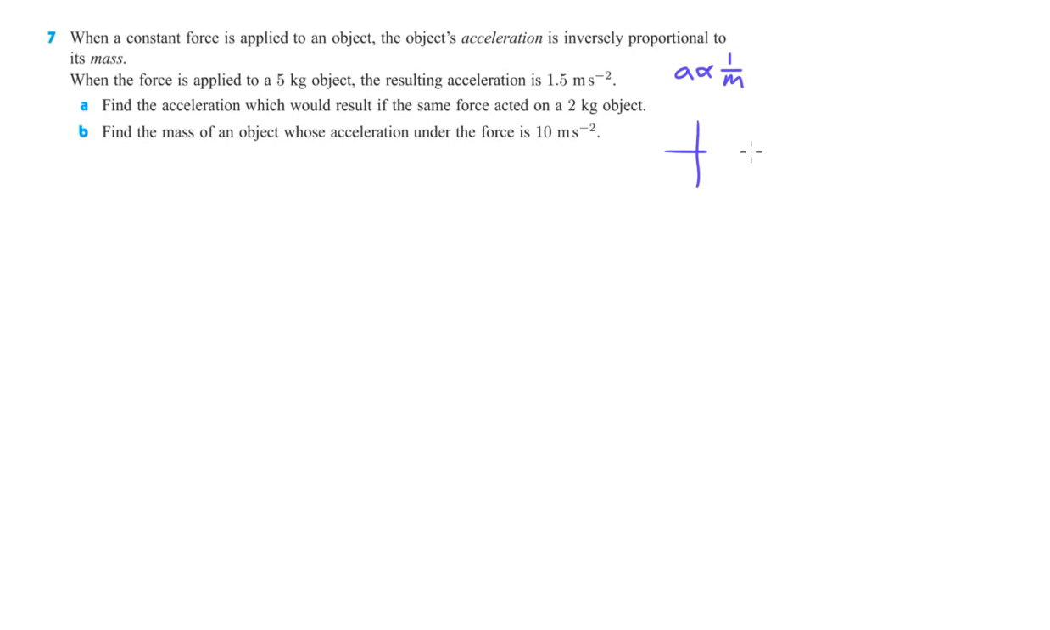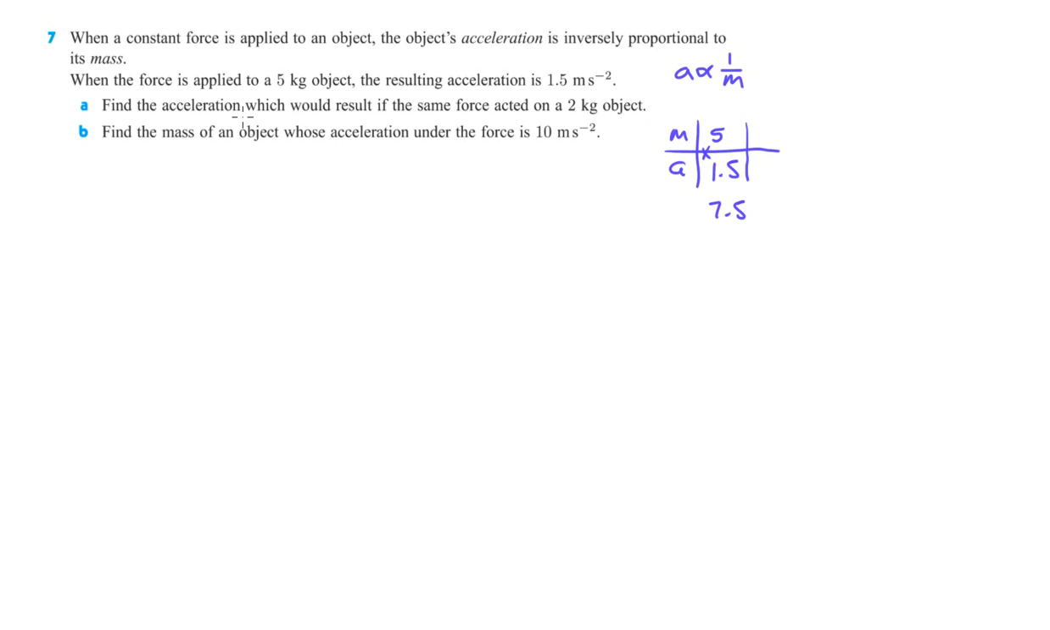Okay, so maybe we can draw ourselves a little table here, with A and M. We know that when the force is applied to a 5 kilogram object, that's the M. So when M is 5, the acceleration is 1.5. Okay, so now here's going to be kind of the key here. We would want to multiply these two together. 5 times 1.5 is going to give us 7.5. So we know that these two numbers have to multiply together to get 7.5, right?